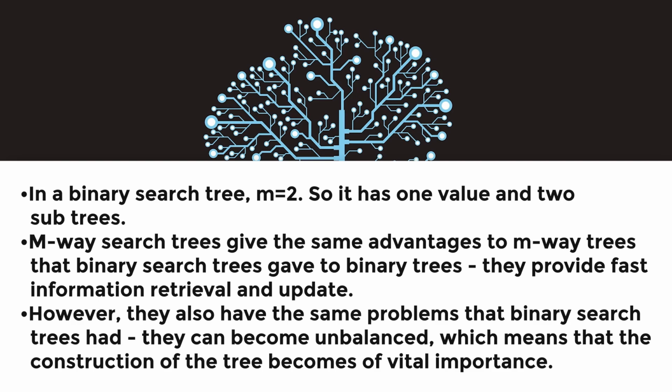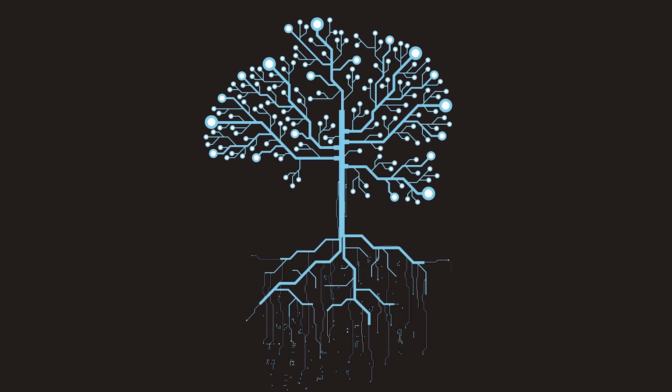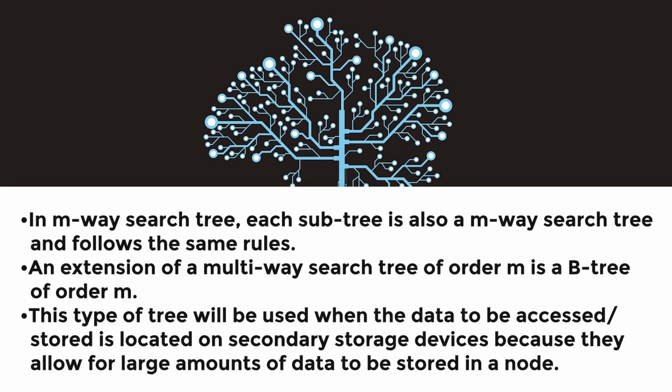There is only a single drawback in the M-way search tree: after we create a tree as per the order of M, the tree may be unbalanced, which means that the construction of the tree becomes of vital importance. In an M-way search tree, each subtree is also an M-way search tree and follows the same rule. As per the order of M, where M is any integer value, we can identify the same rule for that particular tree.